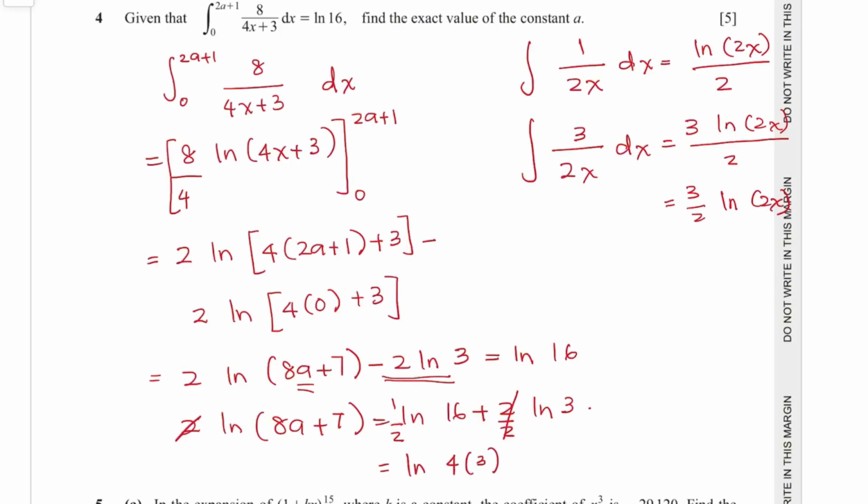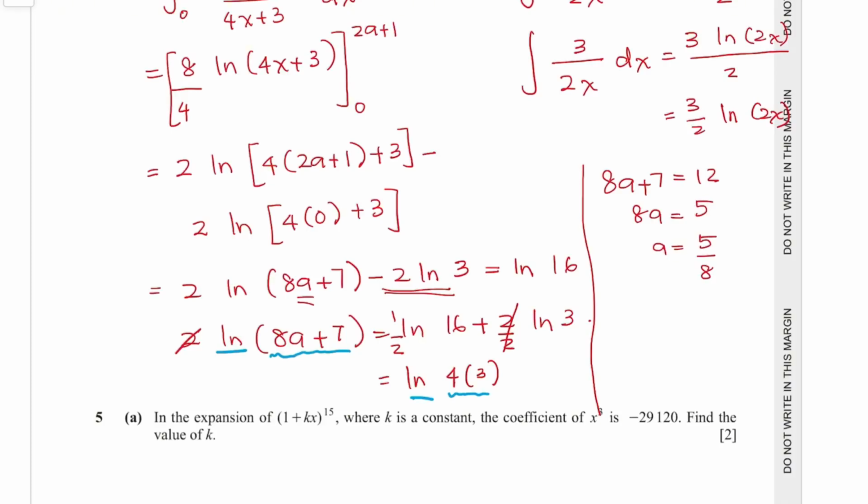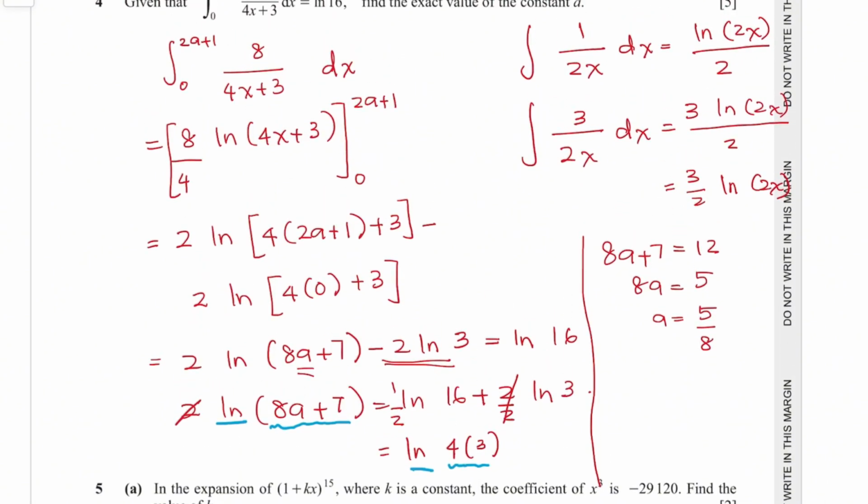Or 4 times 3. 4 times 3 equals 12. Okay? So with both sides having a single ln, it means that whatever is in the bracket must be equal. What we can do here is just equate 8a plus 7 is equal to 12. Therefore, 8a is equal to 12 minus 7, which is 5. Then a is equal to 5 over 8. Okay, so you got the exact value of constant a.